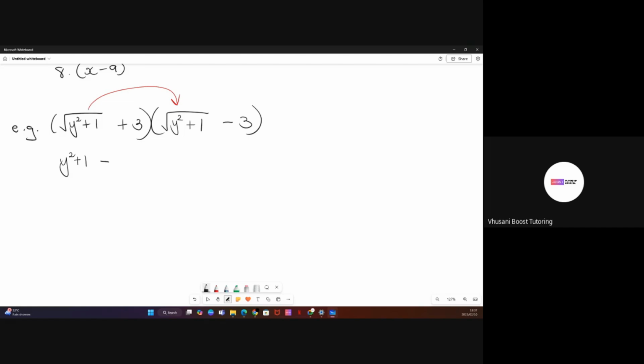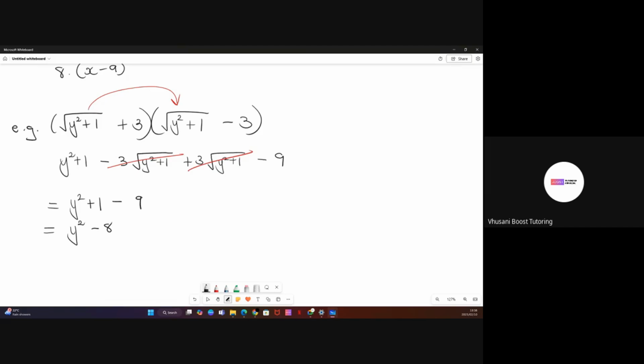And the last two, we have a negative 3 square root of y squared plus 1. And the inner two, that's a positive 3 root y squared plus 1. And then the last two would be a negative 3 times 3, which is 9, right? And then we just cancel this out, and we can simplify this. So simplifying this, we have the y squared plus 1 minus 9 remaining. We just simplify, and this would be our final answer. And we are done.